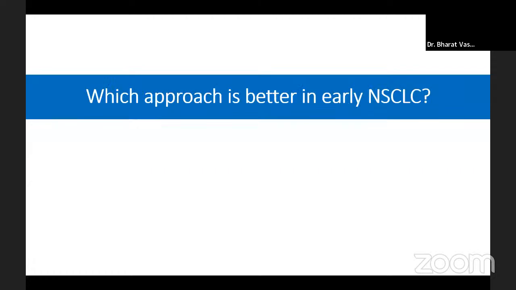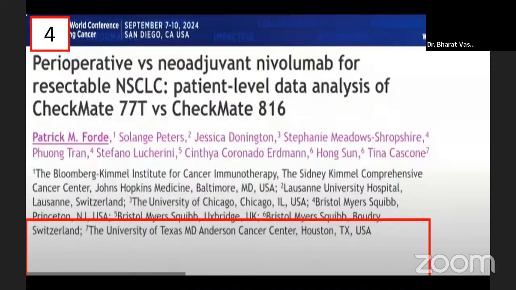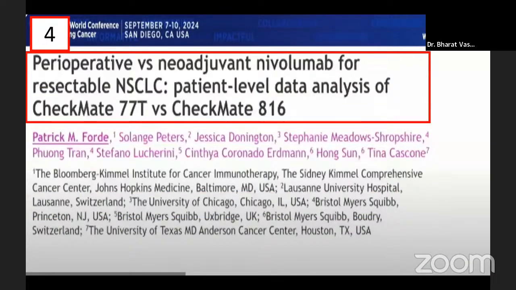So we don't have a phase 3 study. So the million dollar question is, which approach is better in NSCLC? Is it a neoadjuvant or a perioperative approach? So this was again a most talked about study, perioperative versus neoadjuvant nivolumab for resectable non-small cell lung cancer, patient level data analysis. Remember, you can never have a study which will be done now. You need to go through the lines. So patient level data analysis of CheckMate 77T versus CheckMate 816.